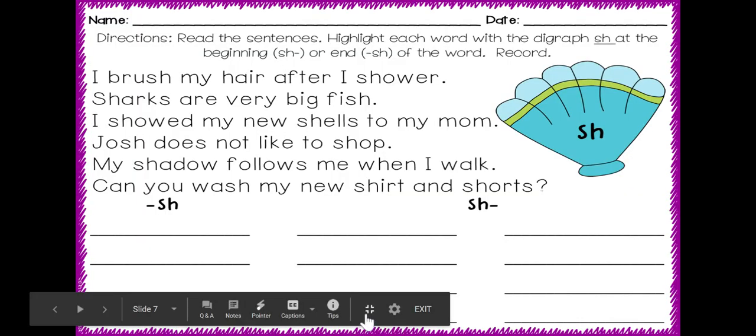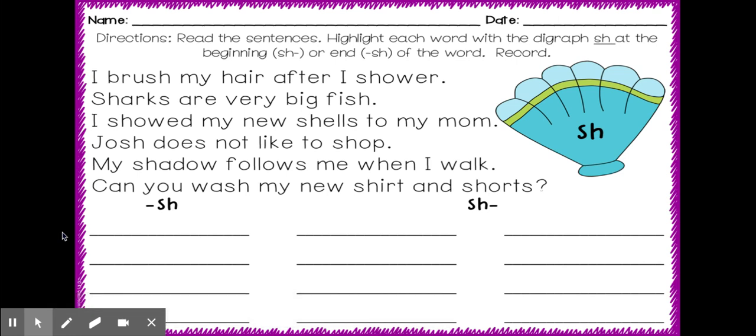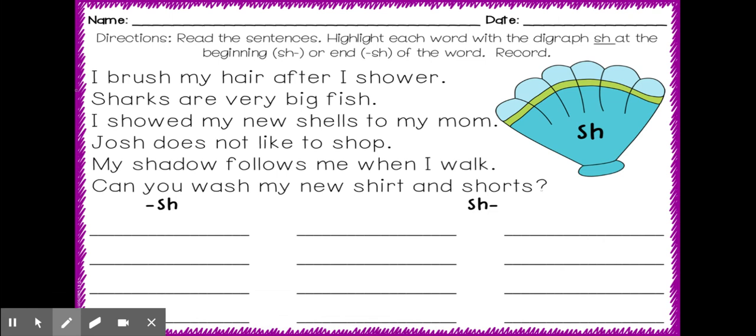Okay, moving back to our slides, we're going to read a few sentences. There are six sentences here. I will read two with you, then you will read the rest on your own and create your word lists. Let's get my marking pen ready to mark all the words where I see the digraph SH. Listen for the sound sh as I read. I brush my hair after I shower. Can anyone tell me where they heard the sound sh or saw the letters SH sticking together? Perfect. Brush.